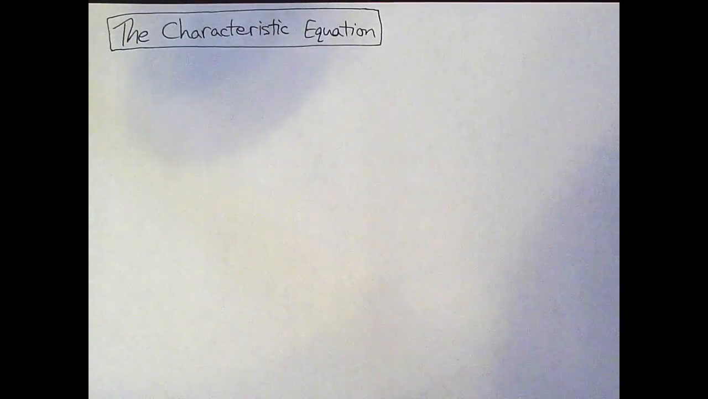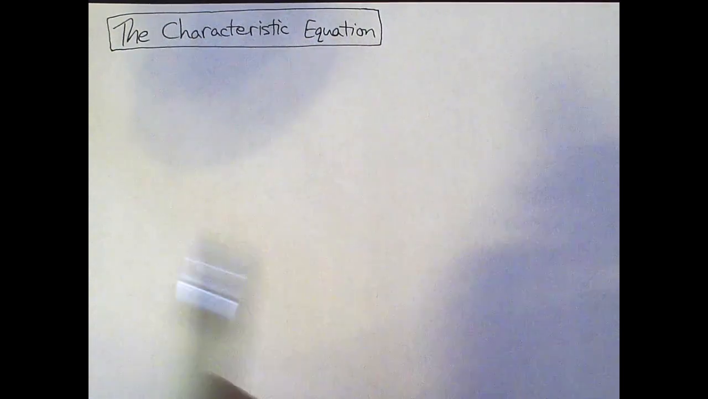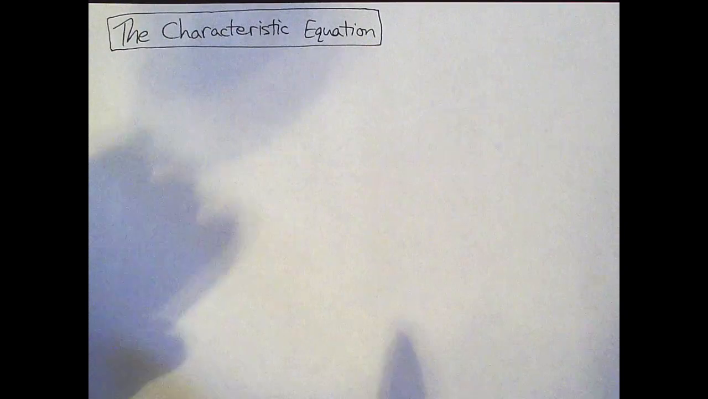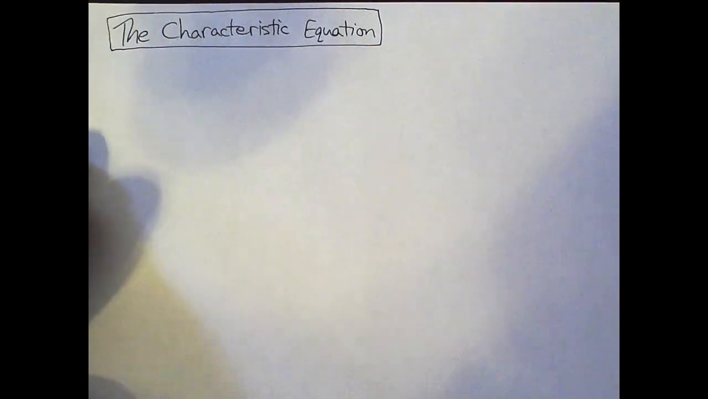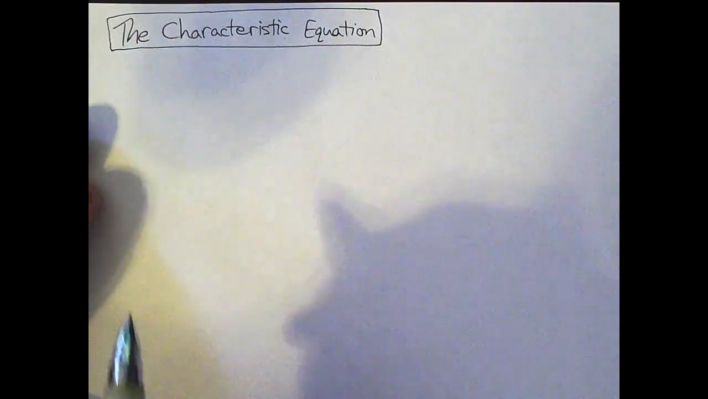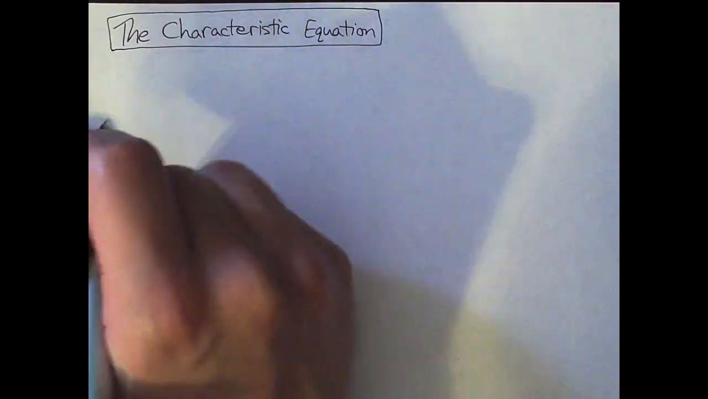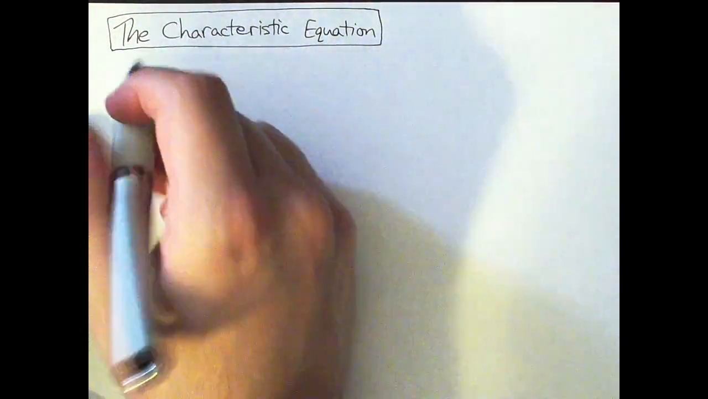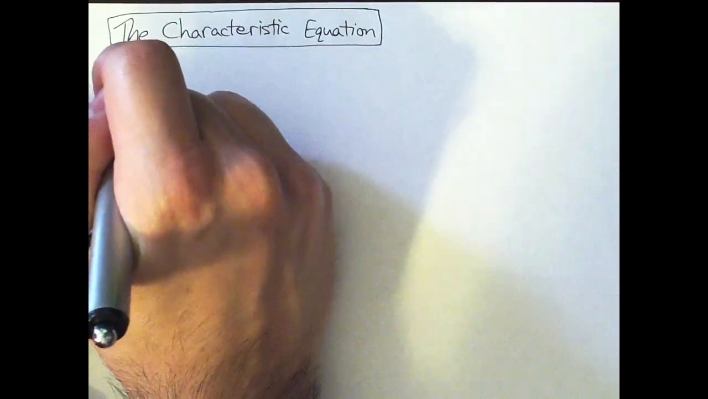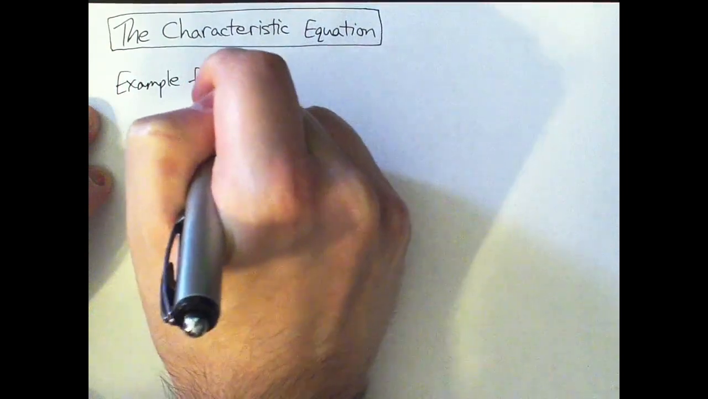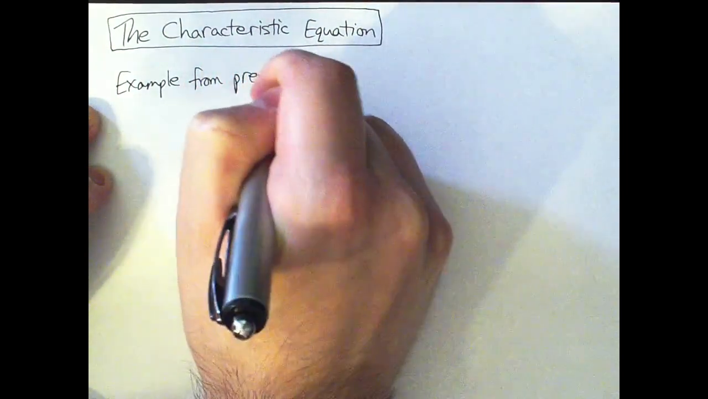Okay, so in this section we need to see what is the characteristic equation and what does it have to do with eigenvalues. And believe it or not, the characteristic equation is something that we've already seen. We just didn't really give it a name. So in the previous video, we actually looked at the characteristic equation. So let's maybe recall something from the previous video. So, example from previous lesson.